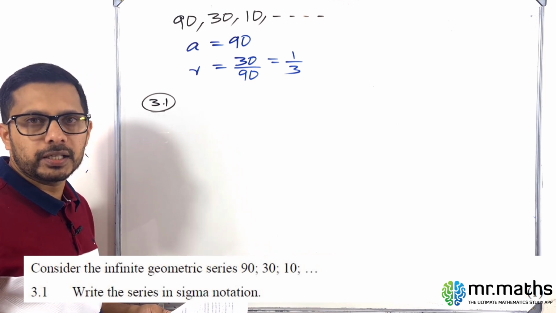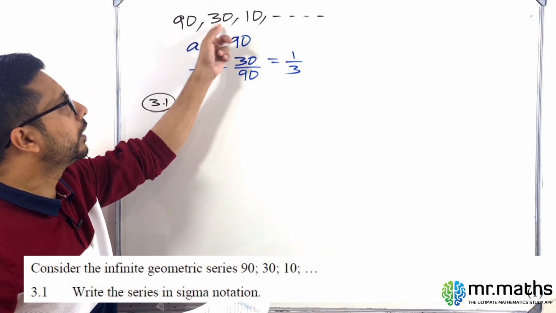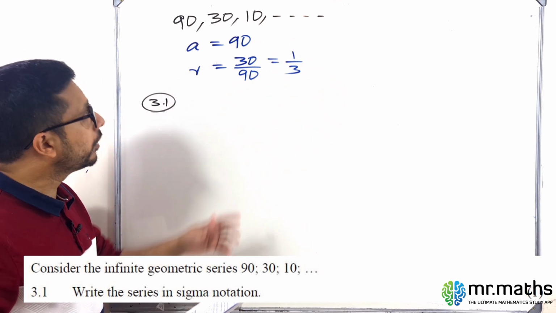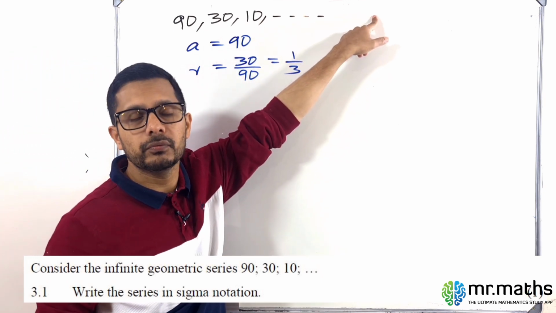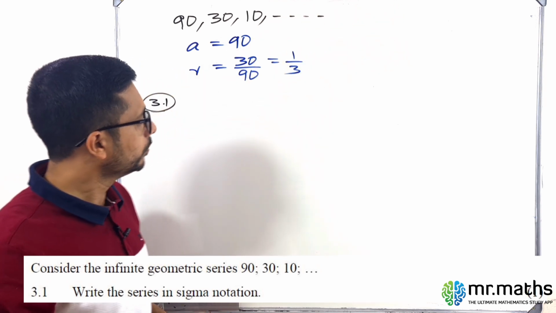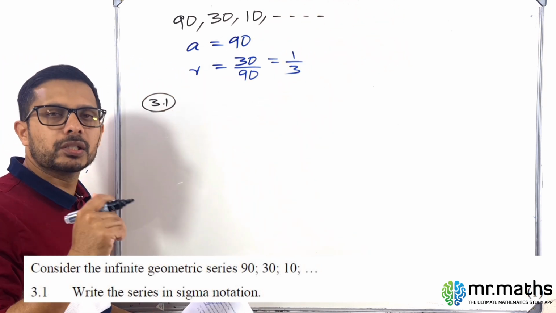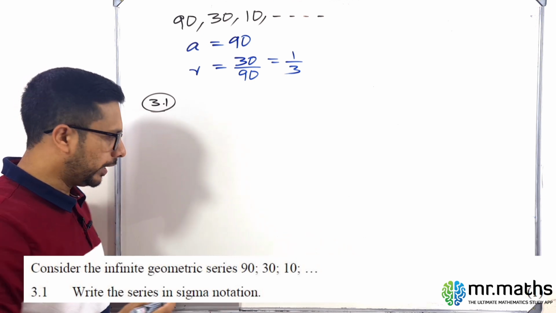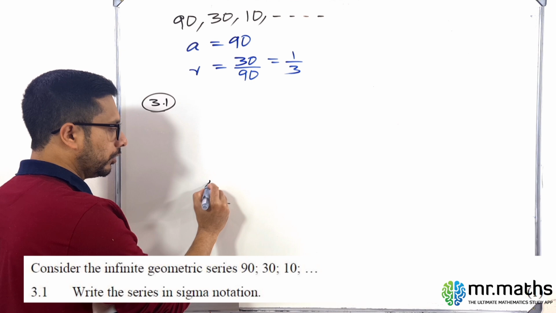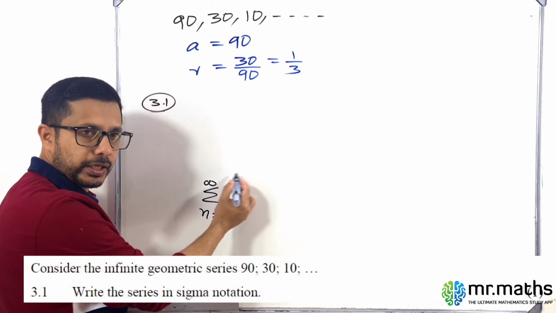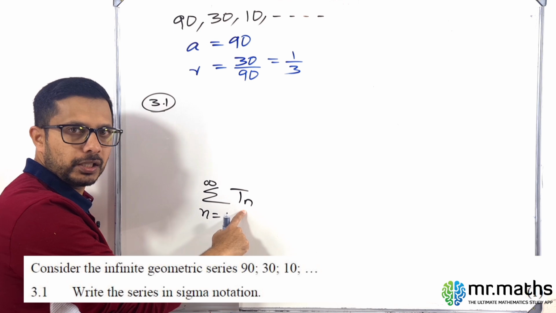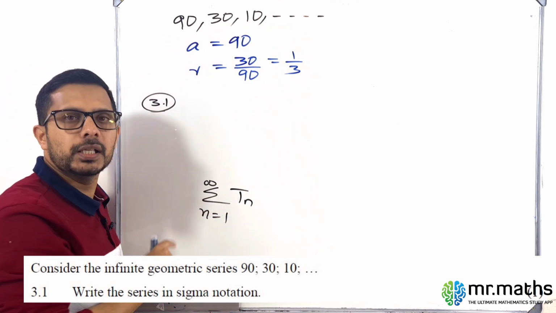You have to write the answer in this series 90, 30, 10, etc. in sigma notation. So here I can see that it is going without any limit. That means up to infinity. Am I right? So that is sigma n equals 1 to infinity. Then when we write in sigma notation, here we are supposed to write Tn, the Tn of this geometric series.